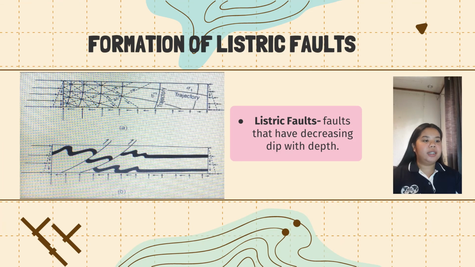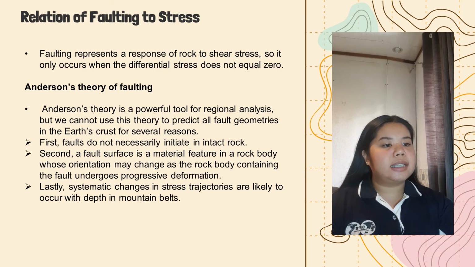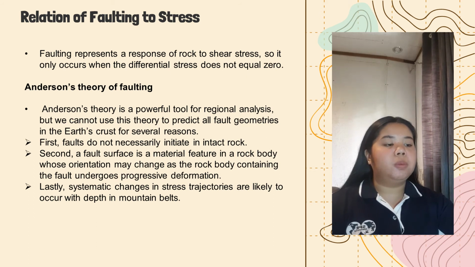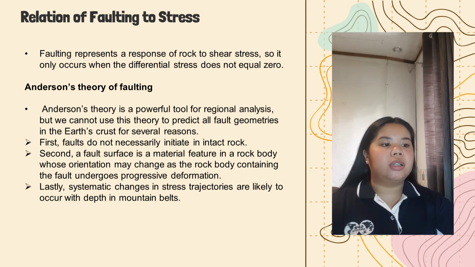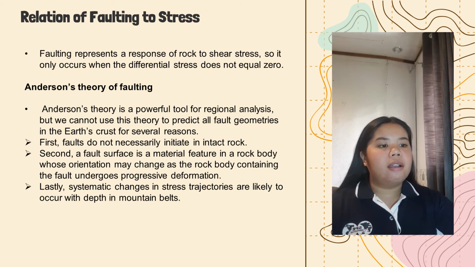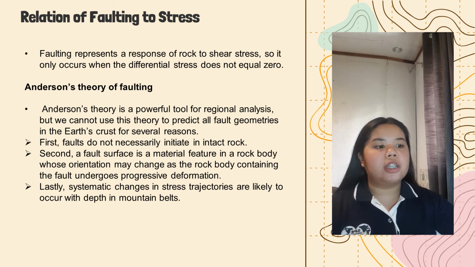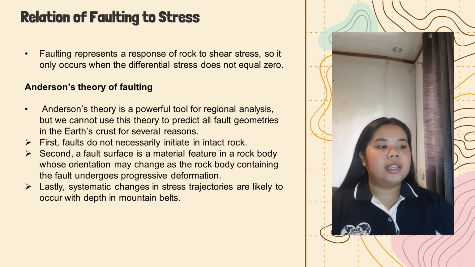Anderson's theory of faulting is a powerful tool for regional analysis, but we cannot use this theory to predict all fault geometries in the Earth's crust for several reasons. First, faults do not necessarily initiate in intact rock. Second, a fault surface is a material feature in a rock body whose orientation may change as the rock body containing the fault undergoes progressive deformation. Lastly, systematic changes in stress trajectories are likely to occur with depth in mountain belts.